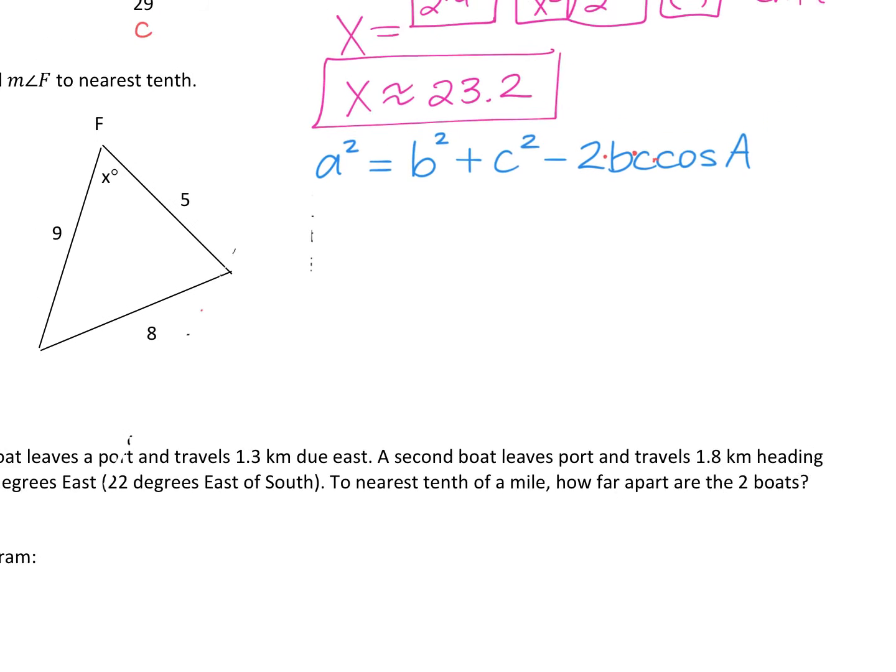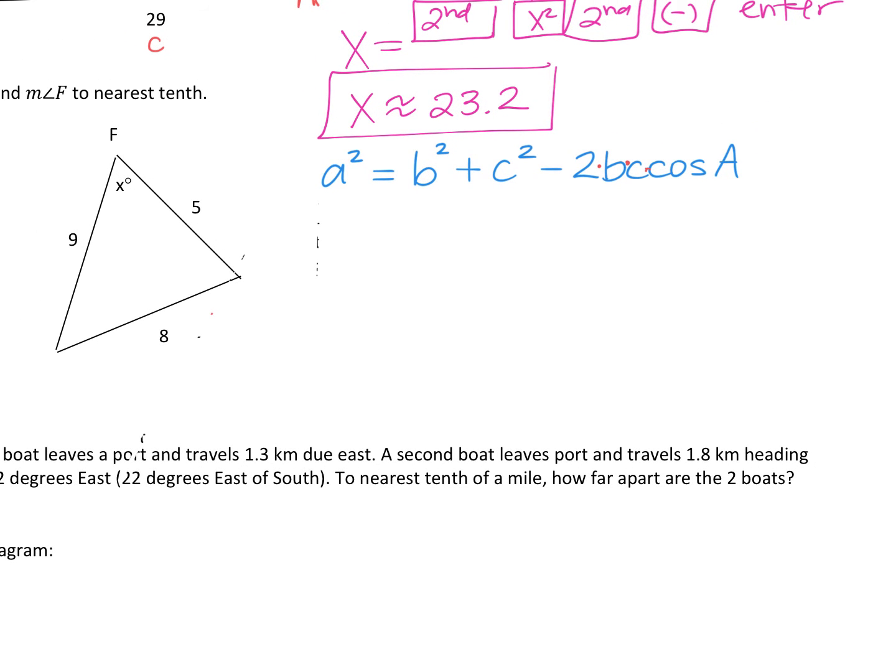And let's start by just labeling our triangle. So we're trying to find angle F. We're trying to find X, okay? You have a 9, a 5, and an 8 for your 3 sides. So you have that SSS set up. What is your capital A? X. Okay, so this is capital A.